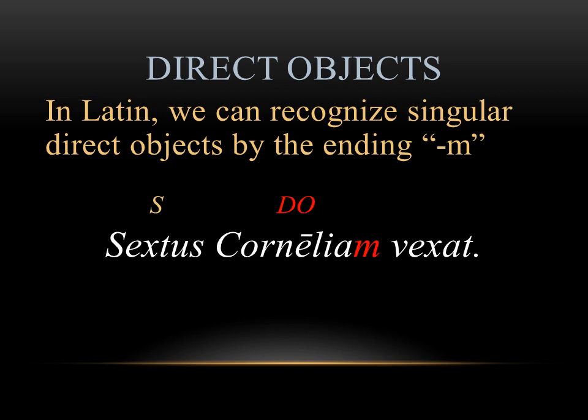And in that case, we know that the person performing the action has to be Sextus. Cornelia can't be the subject and the direct object. So the only thing left is Sextus, which makes sense because it ends in that US ending, which tells us it's the subject. And the action being performed, of course, is vexat, which means he or she annoys. So when you put it all together, we have Sextus annoys Cornelia.